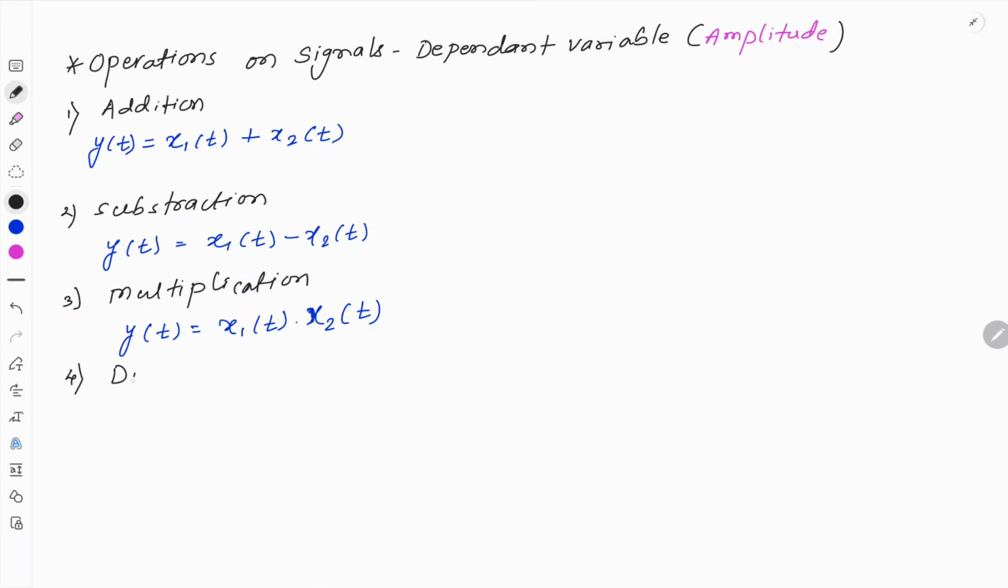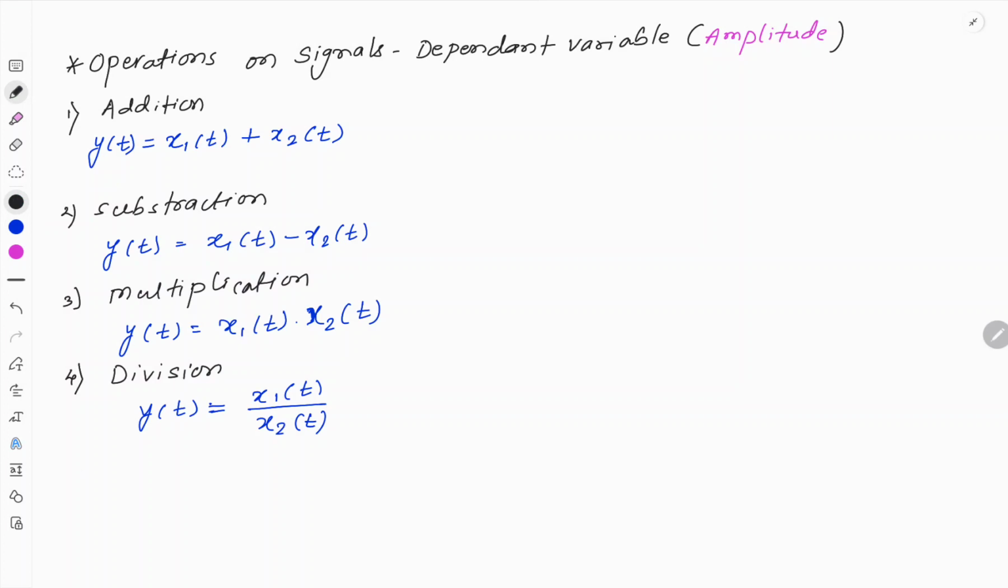The fourth operation is division. The representation is again simple. y of t is equal to x1 of t divided by x2 of t. So we are going to divide the amplitudes of signal x1 by x2.